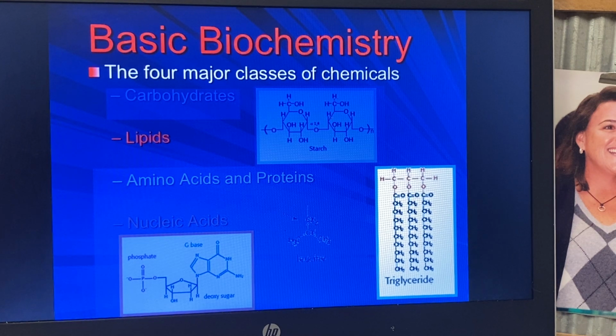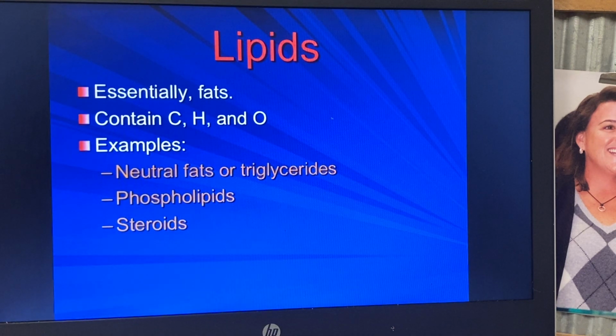And so an example of a lipid is shown here. So yeah, they're really big, they're really complex, very necessary, especially to our cell structure. But if any of you have ever tried to lose weight, you also realize that lipids are really stubborn and tough to get rid of too. Okay, so lipids are essentially fats.